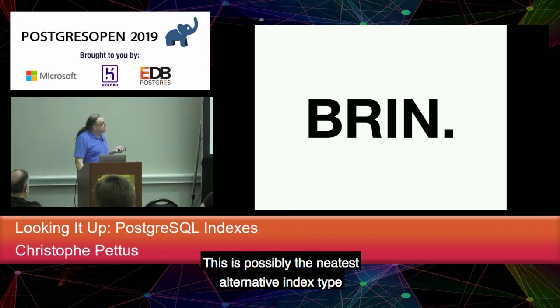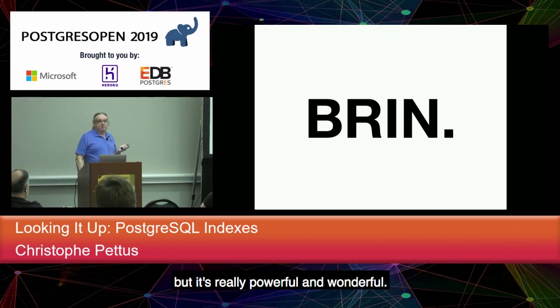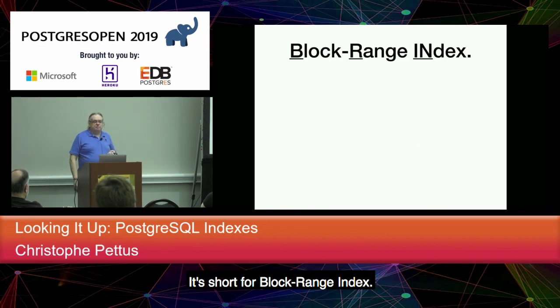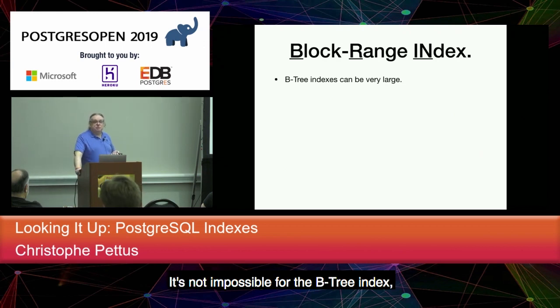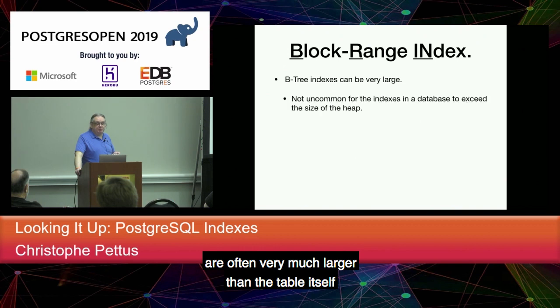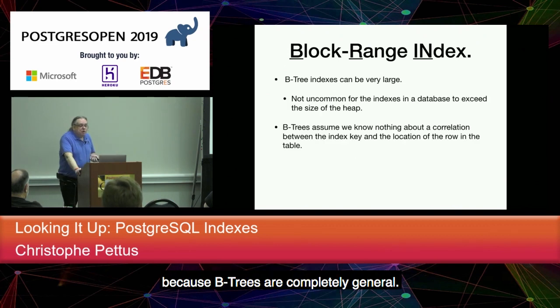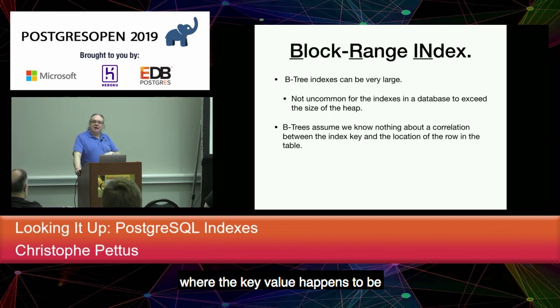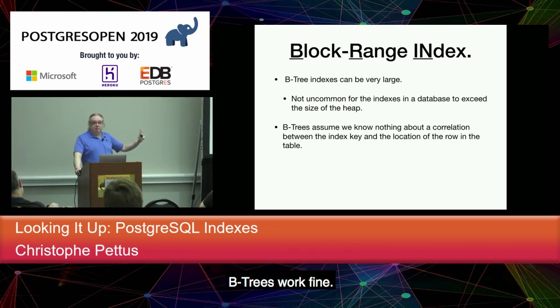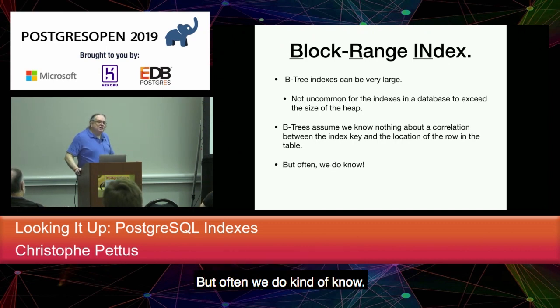BRIN. This is possibly the neatest alternative index type that people don't use yet, but it's really powerful and wonderful. It's short for block range index. B-tree indexes can be very large. It's not impossible for a single B-tree index to be as large as the table it's indexing. The indexes in aggregate on a table are often very, very much larger than the table itself. Because B-trees are completely general. It assumes there's no correlation between where the key value happens to be and where the row physically is on disk. So they can be randomly sorted, doesn't matter, B-trees work fine. But often we do kind of know.